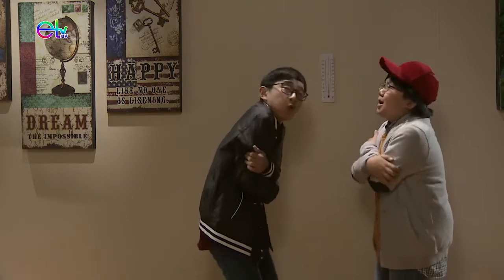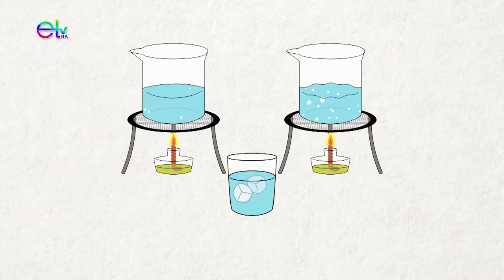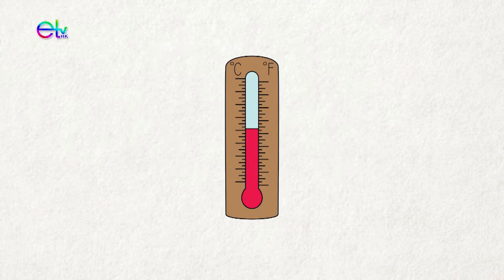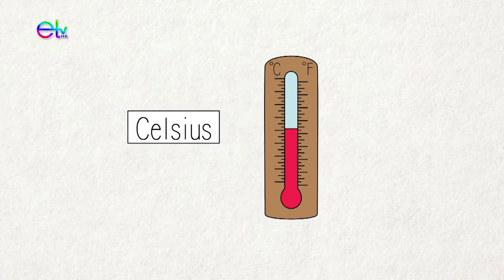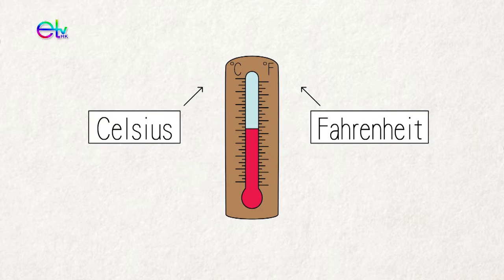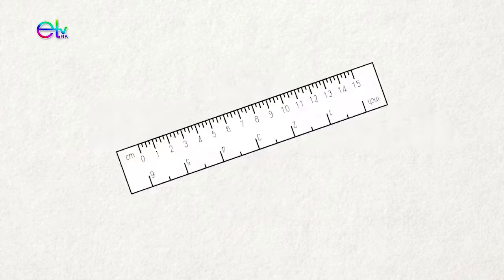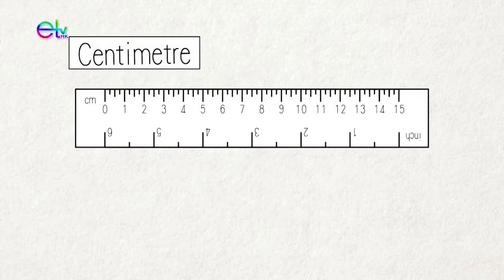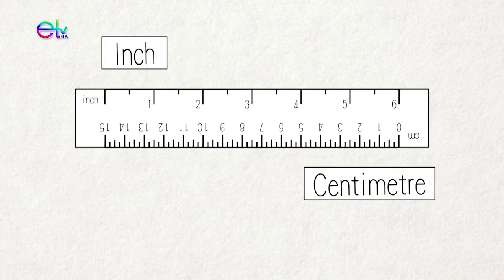We use temperature to reflect how cold or how hot an object is. The most common measurements are Celsius and Fahrenheit. These are their respective symbols, like this and that. Celsius and Fahrenheit are two different scales, just like we can use centimeters or inches to measure the length of an object.